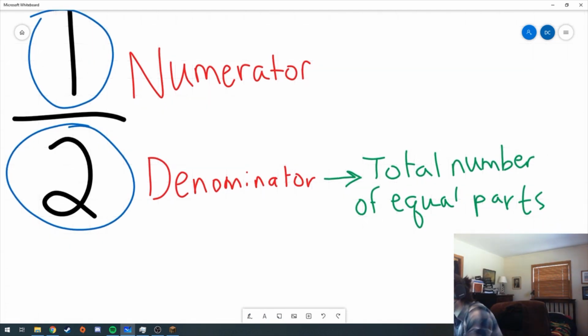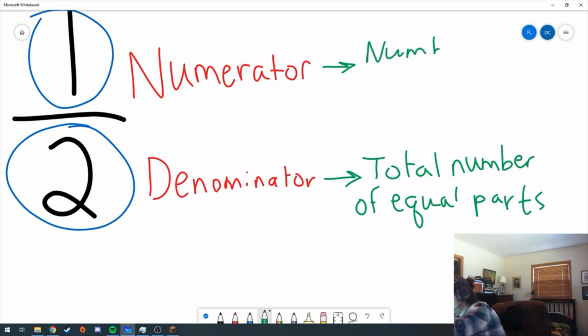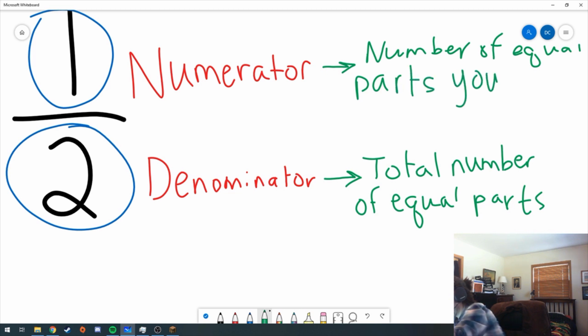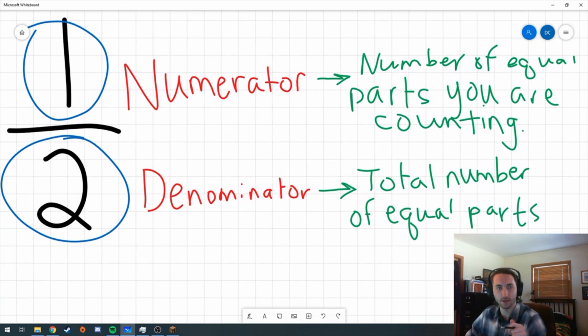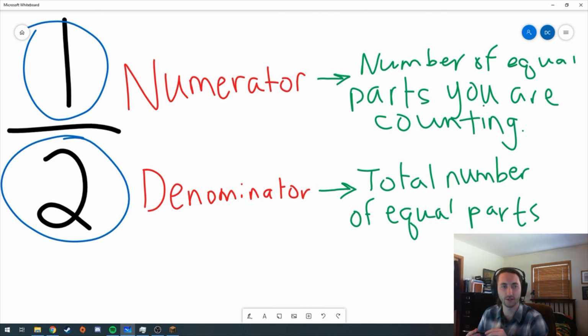And the numerator is the number of equal parts you are counting. Wow, I really need to work on my handwriting. Anyway, this is the important stuff to know when you're talking about the pieces of a fraction.